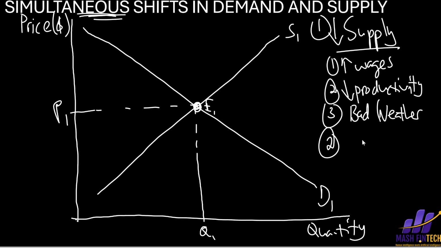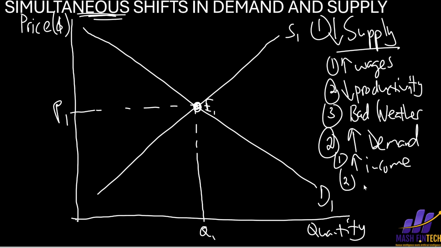The second effect, let's say there's an increase in demand. So let's say it's a normal good and there's been, for instance, an increase in income, or an increase in the number of households. These are examples of things that would shift the demand curve. Or the prices are expected to increase: an increase in expected future prices also increases the demand today.